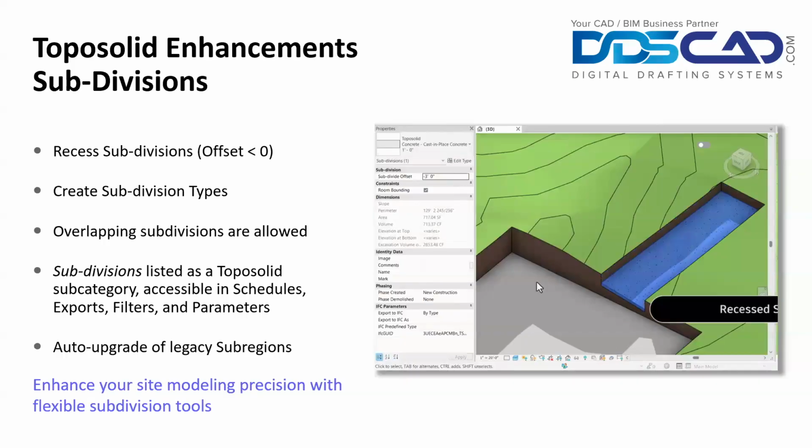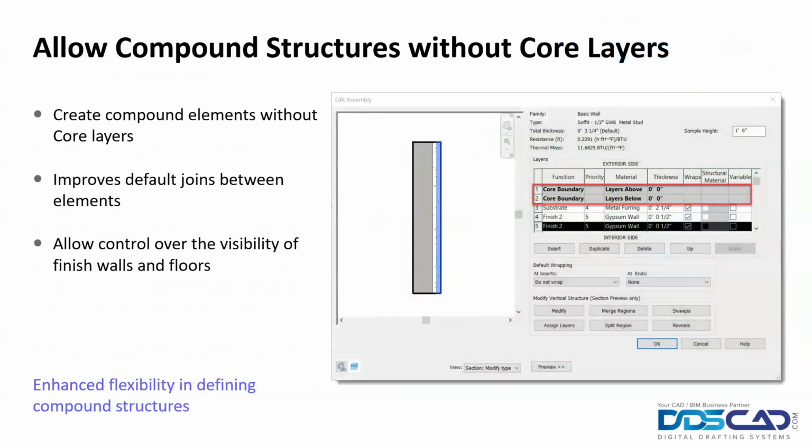And let's move forward and look at the allowed compound structures without core layers. Compound is the key. Even though it's showing a wall, compounds can be walls, floor slabs, or roof slabs. You remember that you can actually make layers for those, and that's what we're talking about. At this point, you'll see there are several layers, but this particular wall has no core. Let's go ahead and see exactly how that works in Revit.